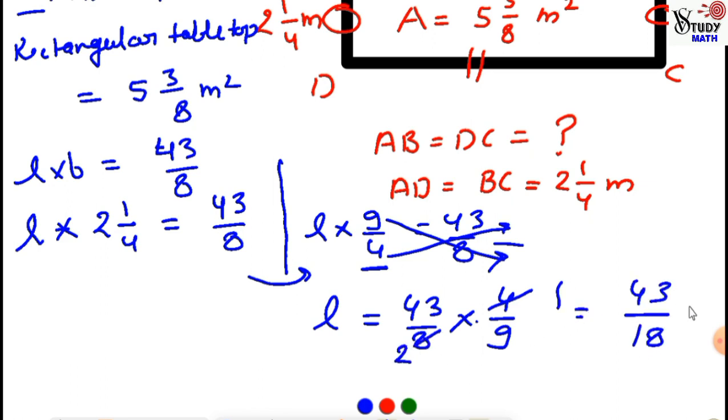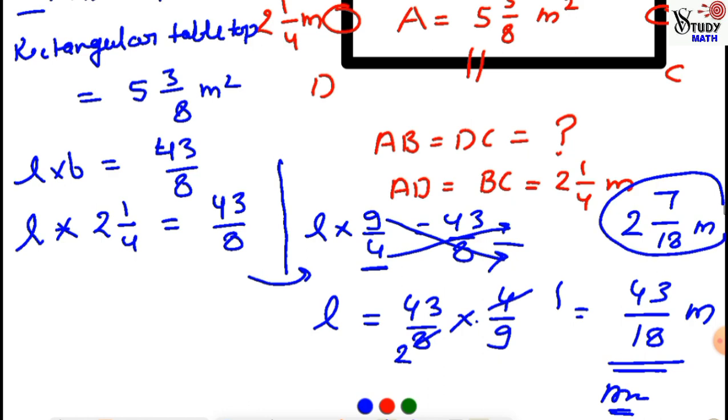This is the answer, and this answer may be in the mixed fraction. 18 2s are 36, and 7/18 meter. In mixed fraction, this is the answer. In rational form, this is the answer.